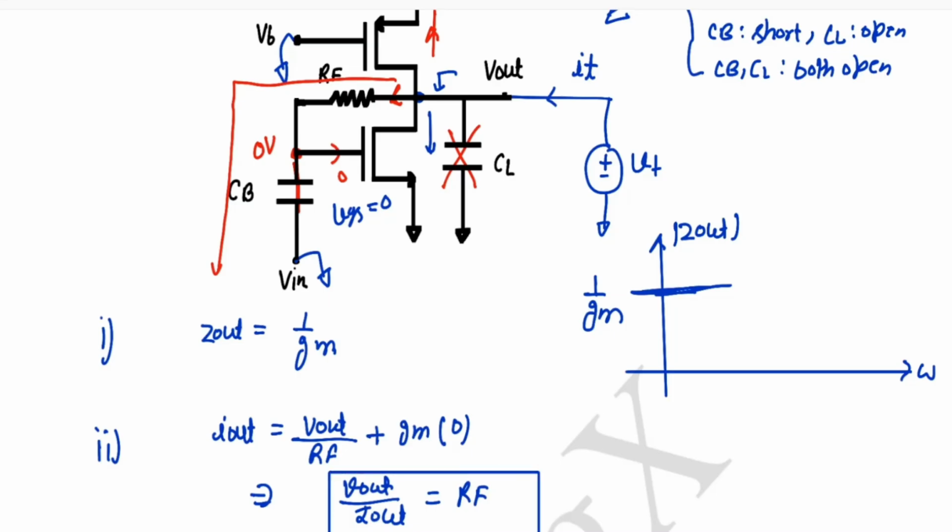Now I will compare this magnitude to this magnitude. RF obviously will be greater than 1 by Gm. So I will mark RF here.